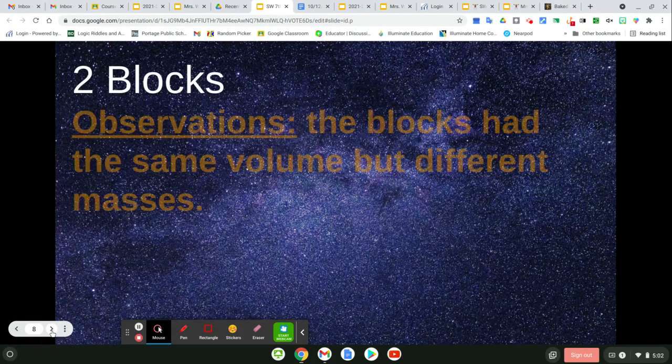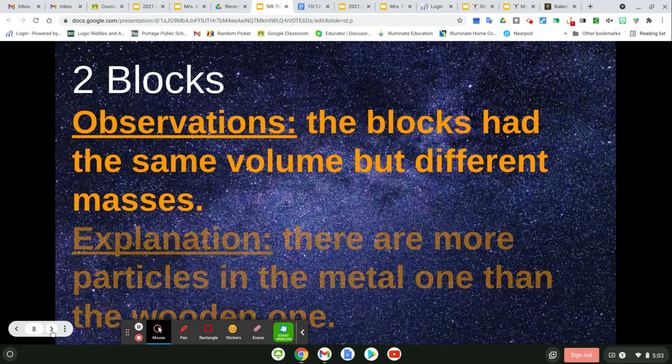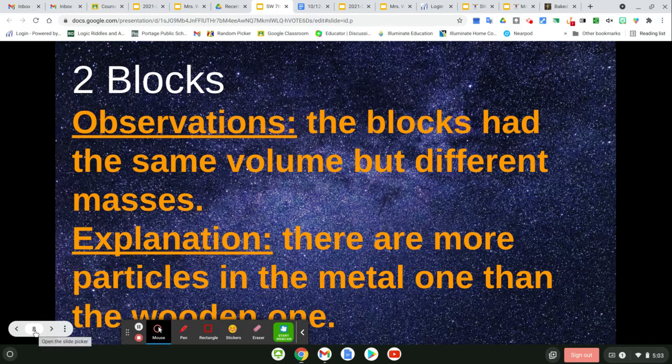All right, the two blocks, observations were that the blocks each had the same volume. They were both 15.625 cubic centimeters, but they had different masses. The metal one was much heavier, had more mass than the wooden block. Our explanation is that there are more particles in the metal block than the wooden one. Okay, so when something has more particles than something else of the same size, it's going to give it more mass. That also means it's denser, it's more dense. More particles packed in the same space as something else will make it more dense.